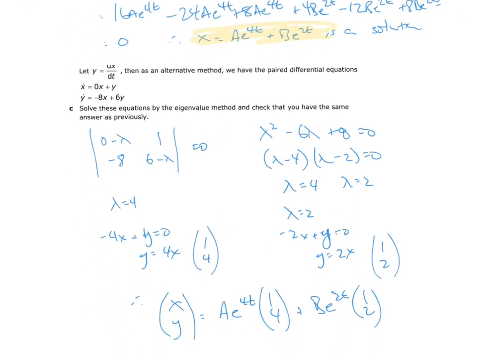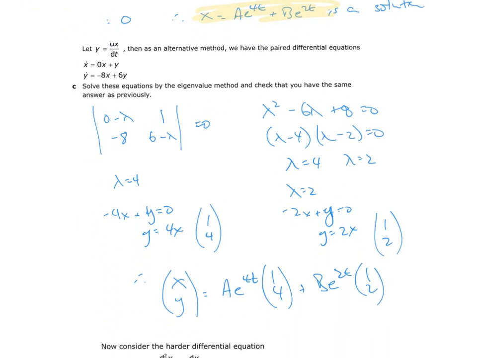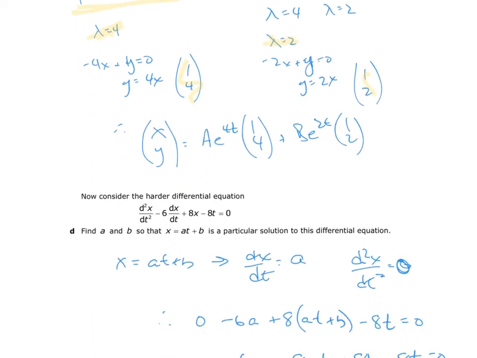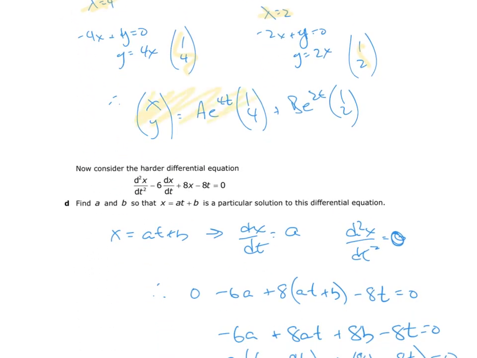Now I want to do it in a second, alternative method, where we let y equal dx/dt. And so we get these coupled differential equations. Doing our eigenvectors and eigenvalues, we find our eigenvalues and corresponding eigenvectors. And this, we know from our syllabus, is the general solution to these coupled differential equations. Okay, and so at this point, we're kind of done and paused for a moment.